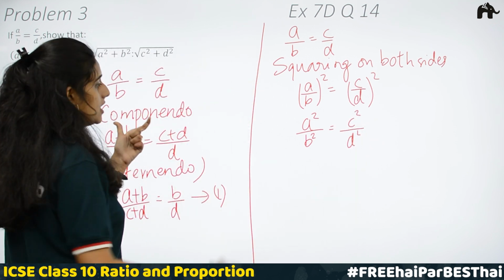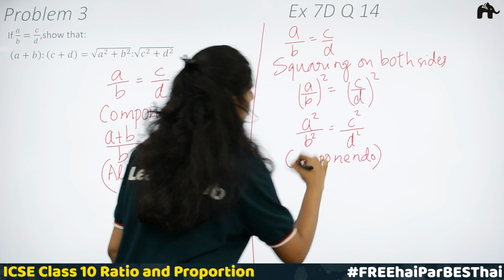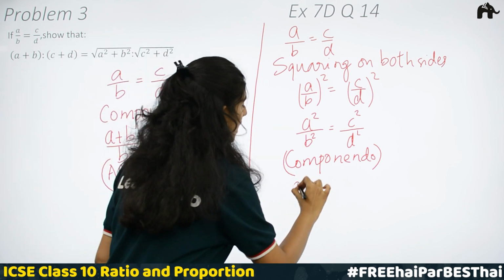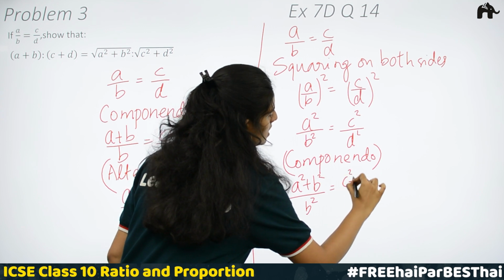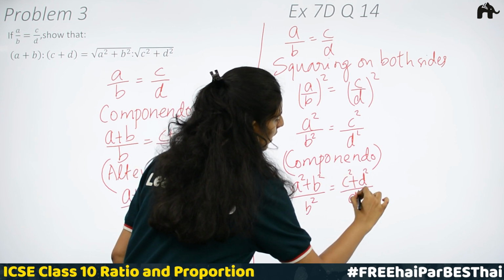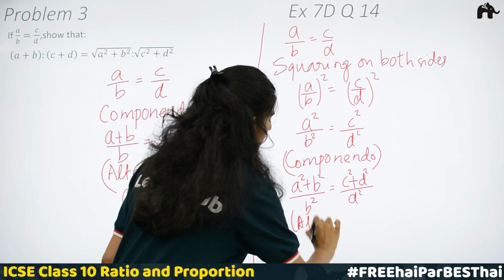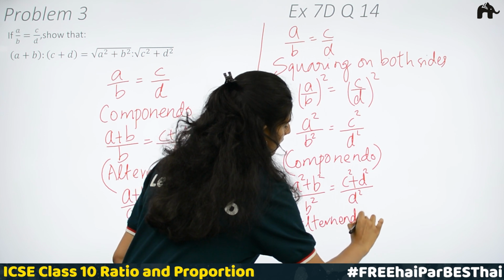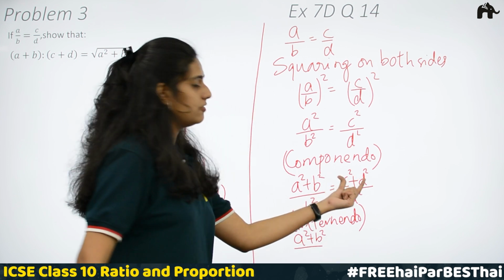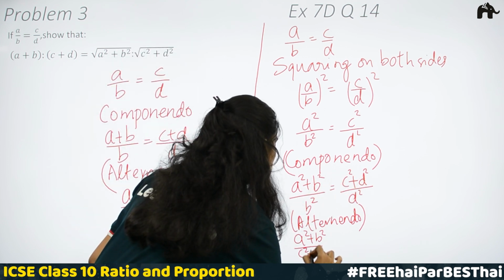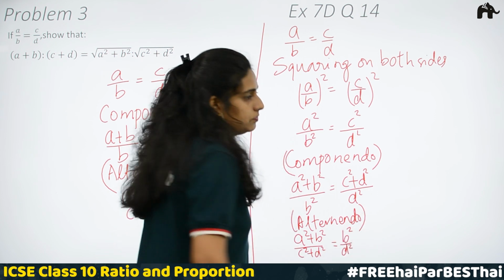Now the same procedures. First I will be applying the componendo property. When I apply the componendo property, what happens? This becomes a square plus b square divided by b square is equal to c square plus d square divided by d square. Next, applying the alternando property. When I apply alternando property, this becomes a square plus b square divided by c square plus d square is equal to b square by d square. Okay.